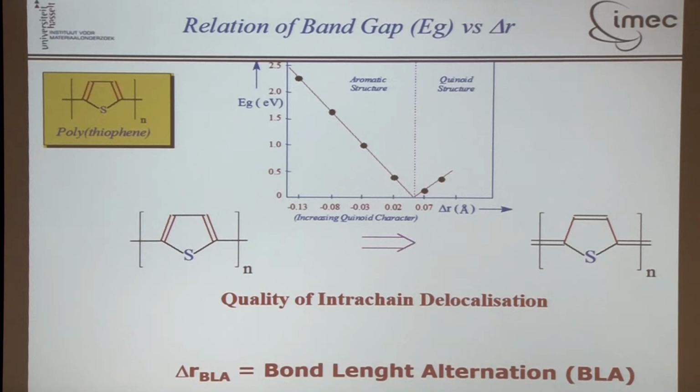And that's the role of bond length alternation. Actually, if you determine the bond length alternation, you determine the quality of the intrachain delocalization. The more perfect, the lower the bond length alternation.